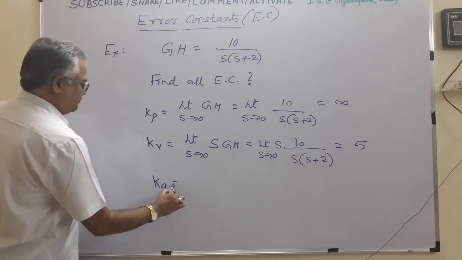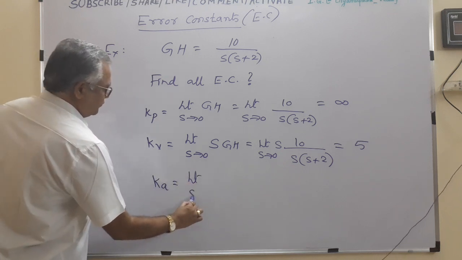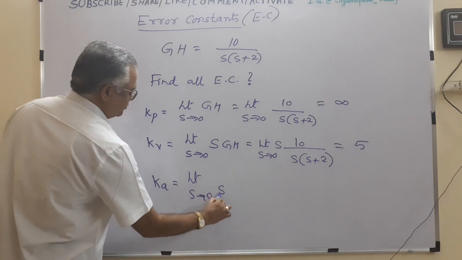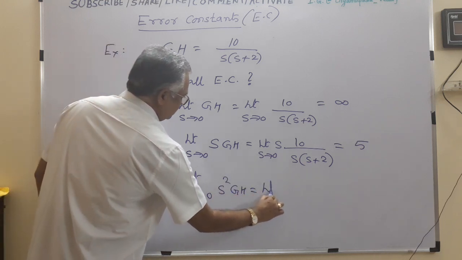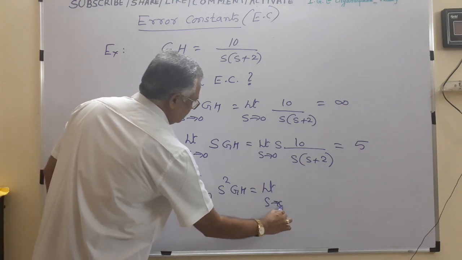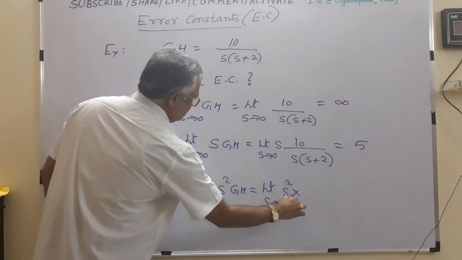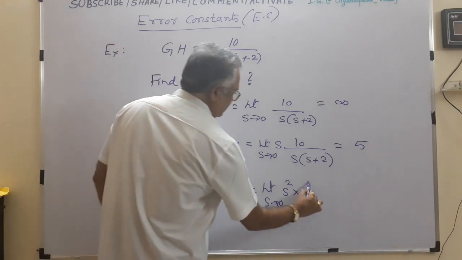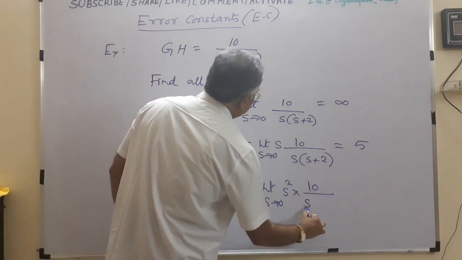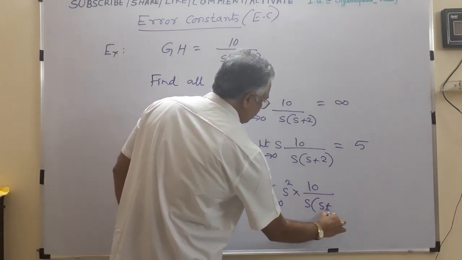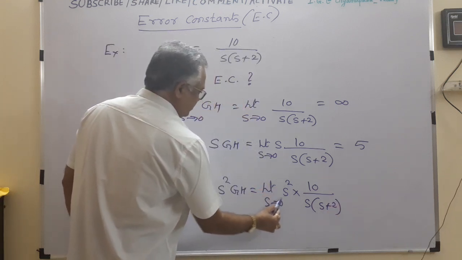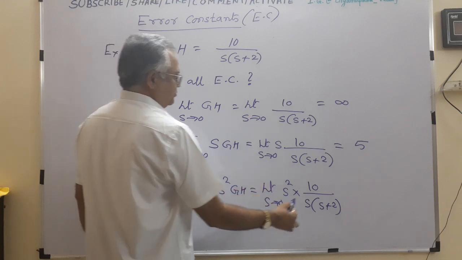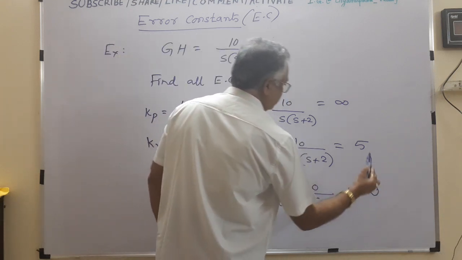Then Ka. Limit s tends to 0, s square GH. That is limit s tends to 0, s square into 10 by s into s plus 2. One s cancels, but s equal to 0, so the numerator is 0, everything is 0.